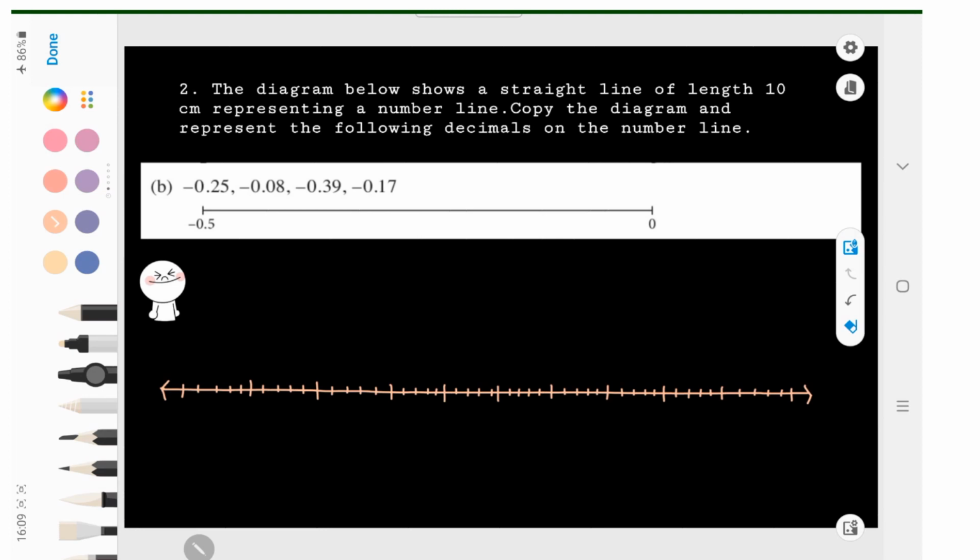2. The diagram below shows a straight line of length 10 cm, representing a number line. Copy the diagram and represent the following decimals on the number line. Negative 0.39 is the number closest to negative 0.5, so it is the smallest, followed by negative 0.25, negative 0.17, and negative 0.08.